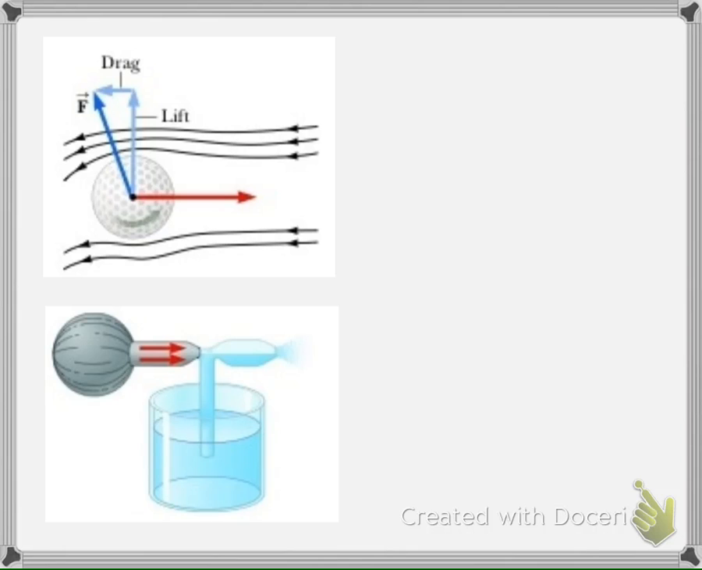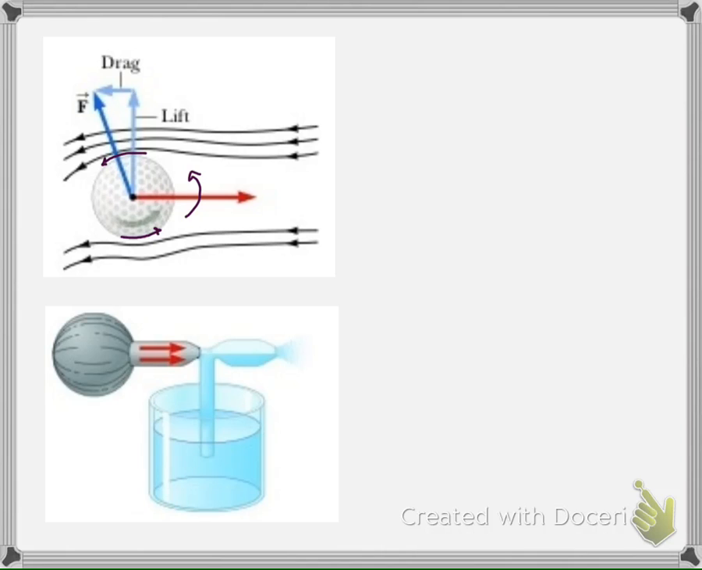Due to the spin of the golf ball, it will disturb the pattern of the flow of the air around the ball. For example, in this figure, the direction of the spin is in this direction. So there is friction between the surface of the ball and the air.